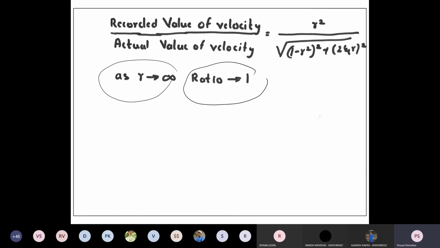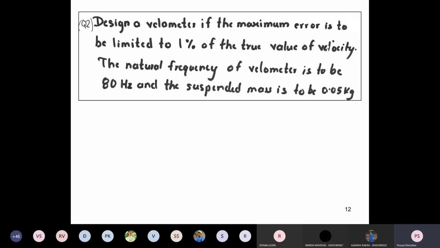Okay, so this is the first question. Design a velometer if the maximum error is to be limited to 1% of the true value of the velocity. The natural frequency of the velometer is to be 80 Hz and suspended mass is to be 0.05 kg.